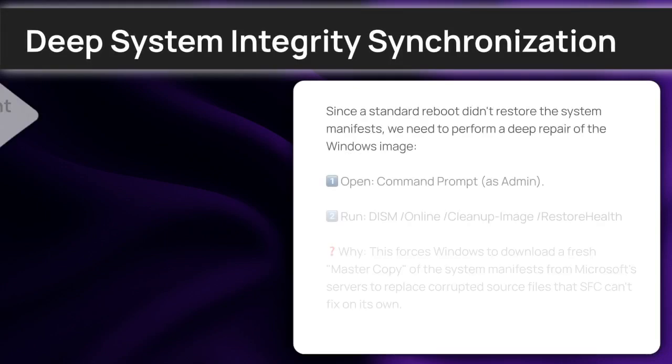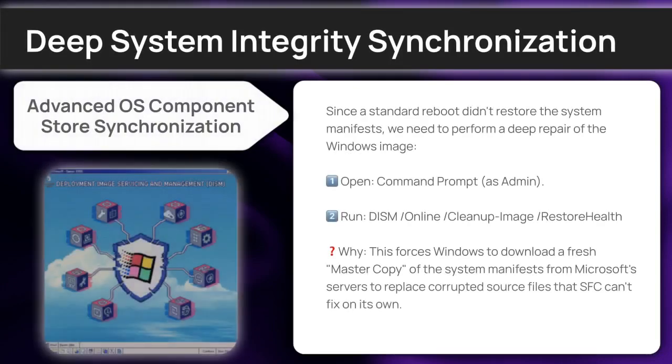With the reboot complete, check your status. If you're still seeing that error, here is the next phase of the fix. Remember, you can pause the video at any time. Since a standard reboot didn't restore the system manifests, we need to perform a deep repair of the Windows image.